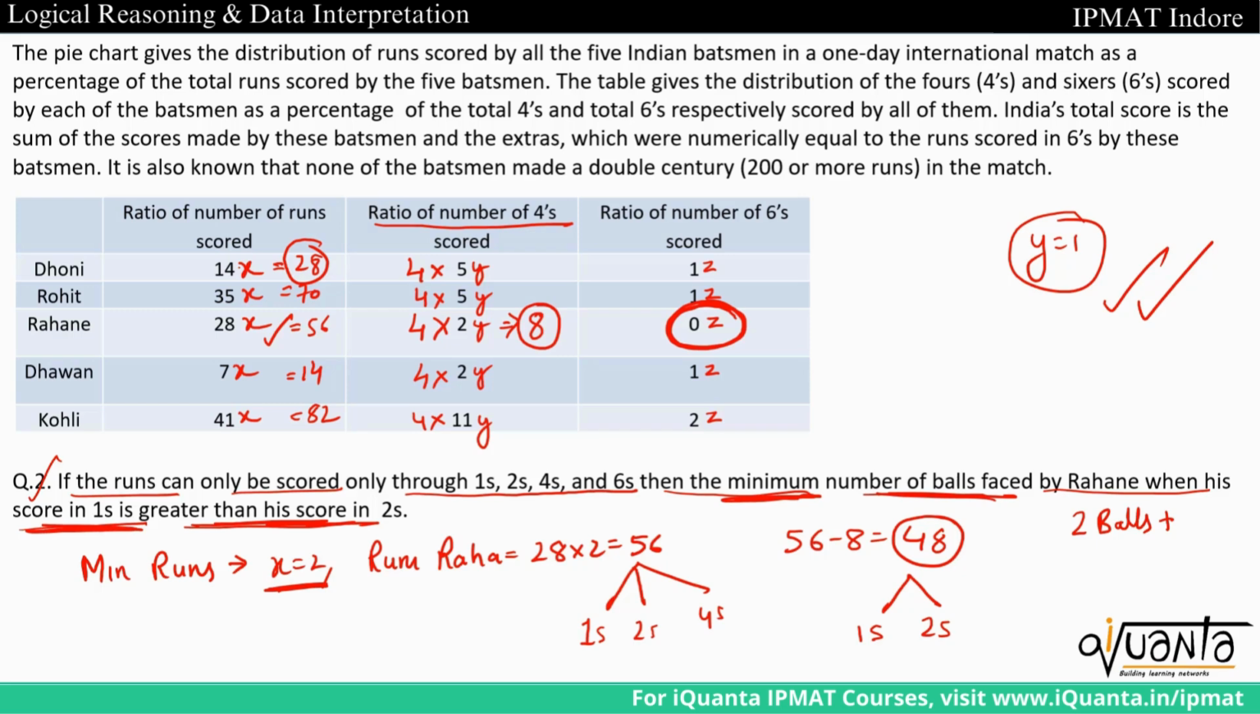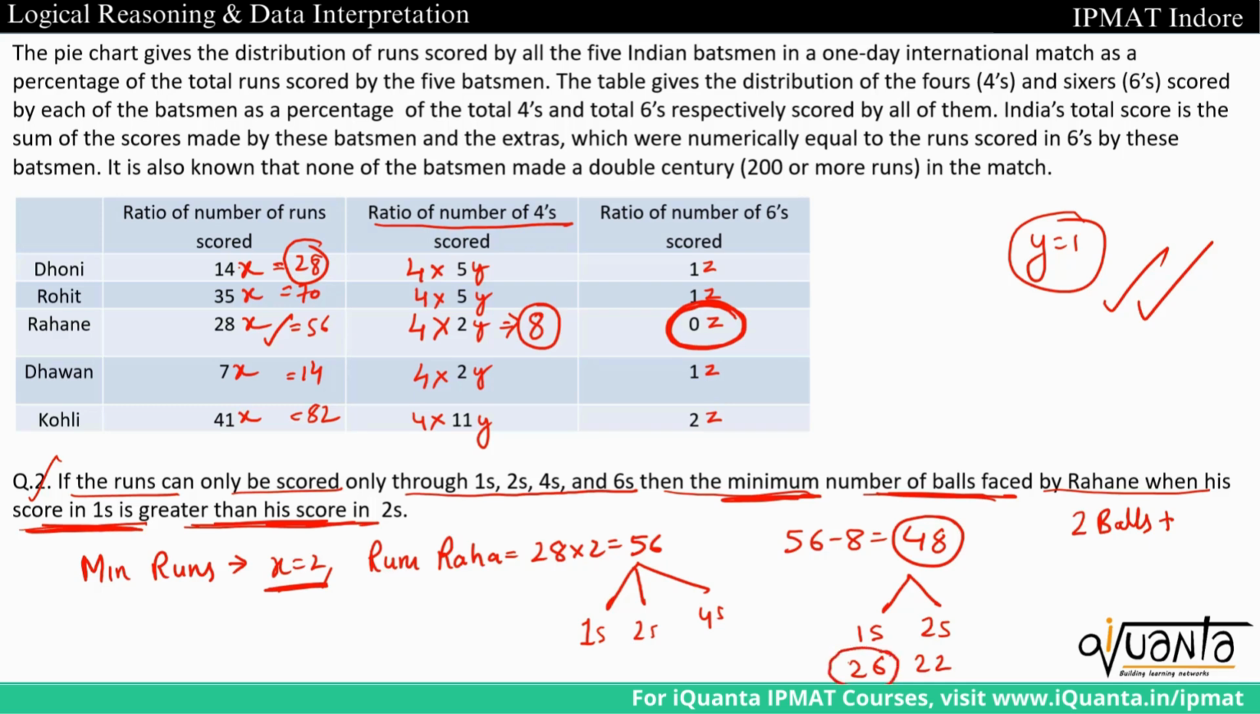So that means the score in ones must be greater than half of 48. That means we should have 25 runs here, 23 runs here. But is it possible to score 23 runs in twos? No, it is not possible. So we'll make it 26 here and 22 here.